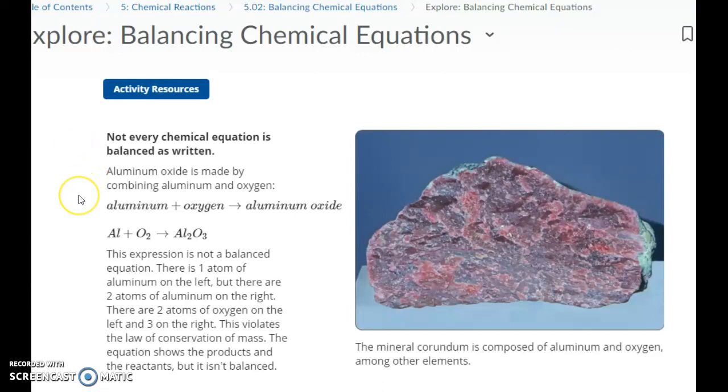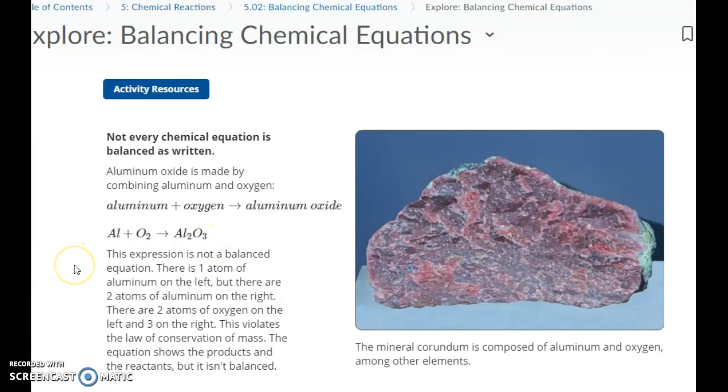Aluminum oxide is made by combining aluminum and oxygen. So aluminum plus oxygen, how do we say that arrow? Yields aluminum oxide. But when we write it, we have Al plus O2 because oxygen is a diatomic gas. Diatomic, 2 atoms, yields aluminum oxide. And if you notice here, we have 2 atoms of oxygen as a reactant and 1 atom of aluminum. But over here, we have 2 aluminums and 3 oxygens.